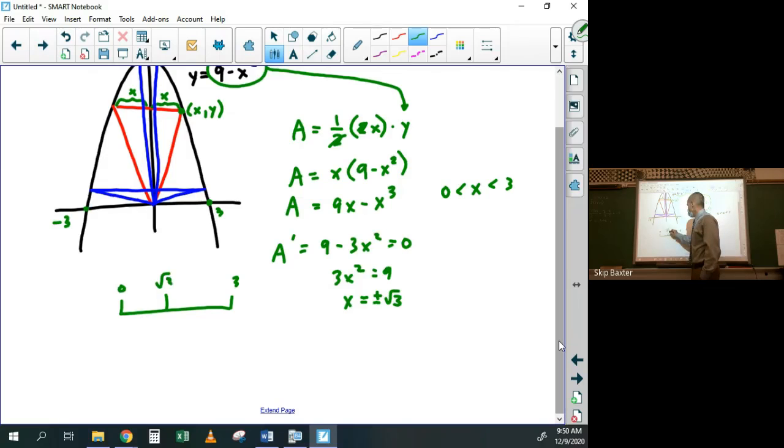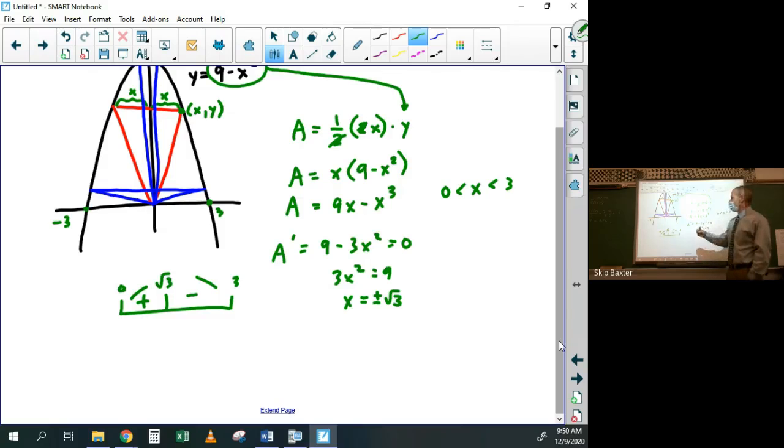So at radical 3, this ends up going positive, negative. So that's definitely a max. Now you can state that the maximum area occurs at radical 3, since A prime changes from increasing to decreasing, or from positive to negative, at that point. But then answer the question.